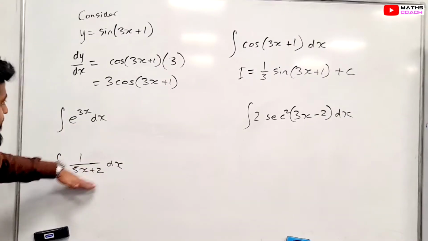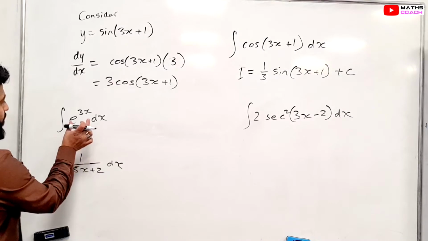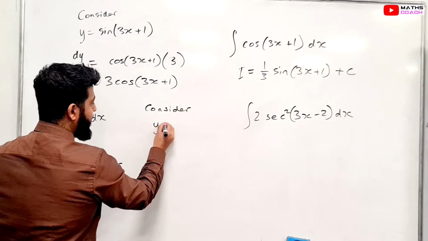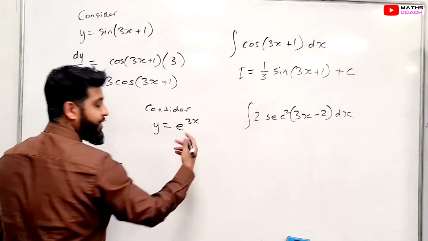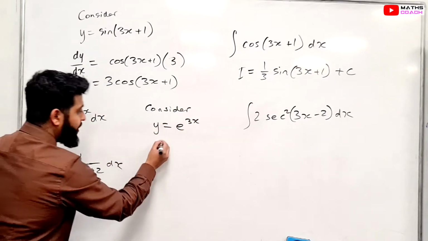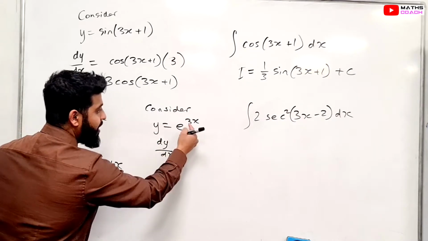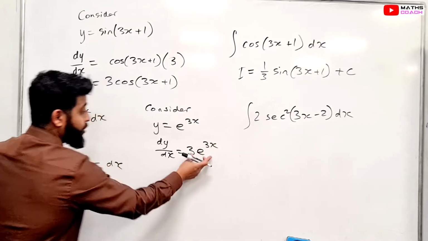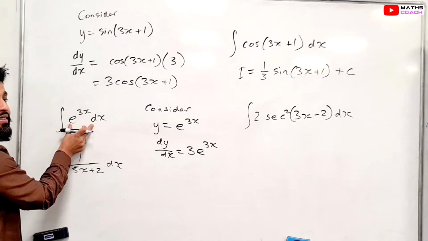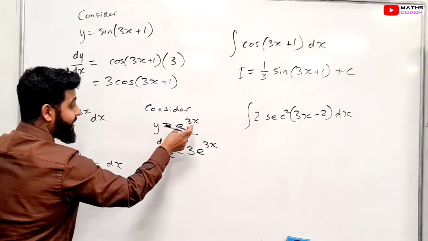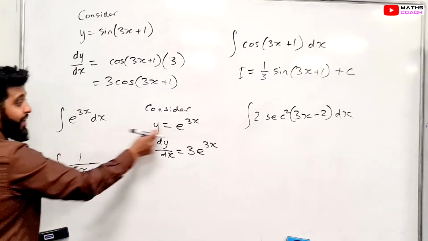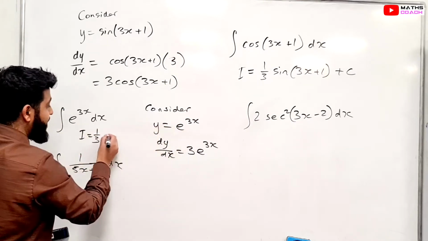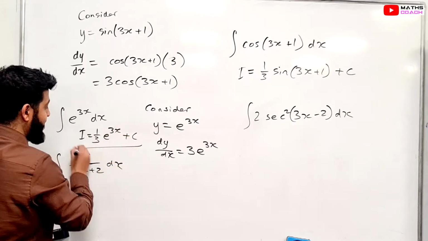So let's practice on these, and we'll practice a few more after that. So e to the 3x. What do we consider? We're going to consider y is equal to e to the 3x, because e to the 3x is a funny one all the time. When we differentiate this, we get dy over dx. We differentiate this, we get a 3, and then we write e to the 3x. If you look at this and you look at that, you don't want that 3. So you're going to say this is the integration of that, but we are going to divide this by 3. So the integration of that is a third e to the 3x plus c.